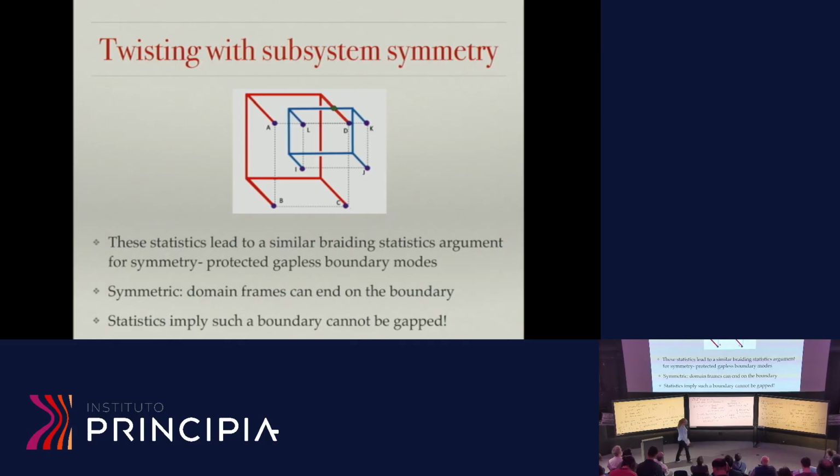So now you can ask, can I make this braiding statistics argument for these guys? We can look at their self-statistics. And again, these purple dots you should think of as being on the boundary. I'm working in the symmetric phase. I have these domain frames. They're not going to end in the bulk, but they can end on the boundary, right? And because they can end on the boundary, I can essentially play. This is a picture of the analog of the argument of Levin and Gu, that shows you that at least when you create pairs of domain frames in the same layer, you have an obstruction to realizing a trivial gapped boundary.